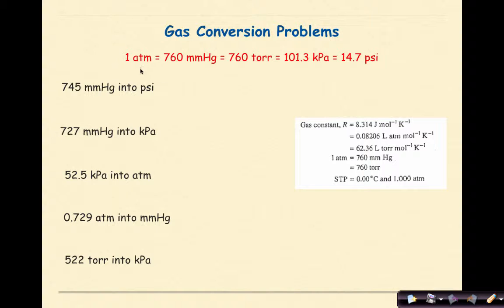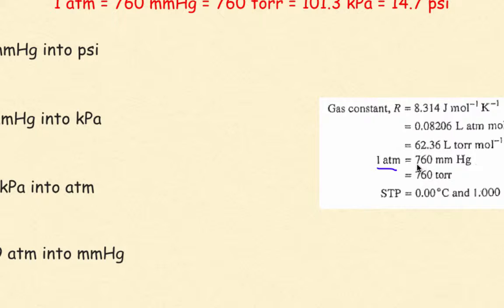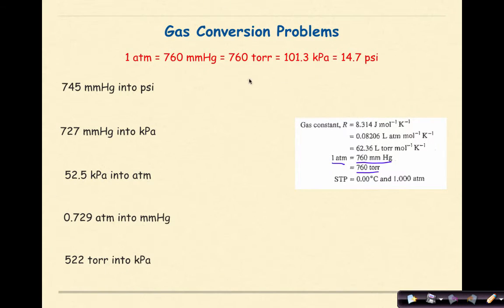That 1 atmosphere equals 760 millimeters of mercury equals 760 torr equals 101.3 kPa, and you have seen that on your Regents reference table. And finally, 14.7 psi. So these are all conversion units that are equal to each other. You should also be aware of the fact that there are conversion units on your AP Chemistry reference table. Specifically, they tell you that 1 atmosphere is equal to 760 millimeters of mercury, which is also equal to 760 torr, just like we see up here.